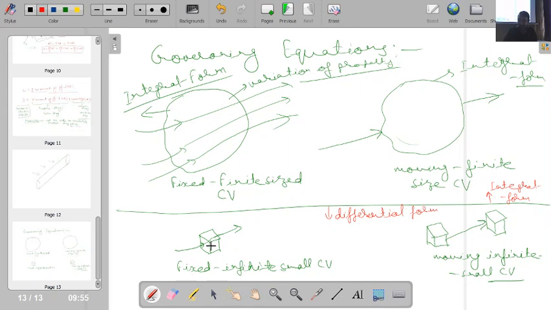Now once again, remember one important point. I am saying infinitely small, so what do we mean by infinitely small? If you go to a very small length, say 10 to the power minus 10 meter, you will find that the continuum will not be valid. There you have to account for individual molecular motions. So what do we mean by infinitesimally small?